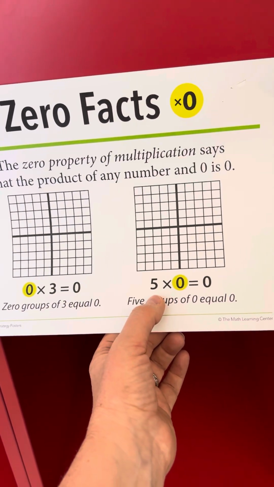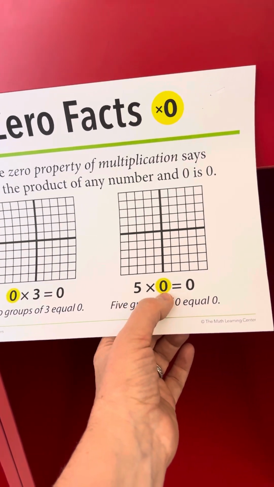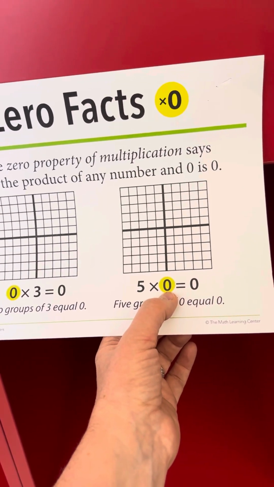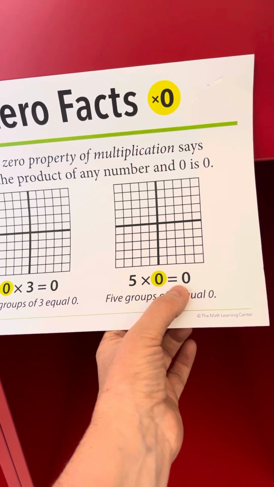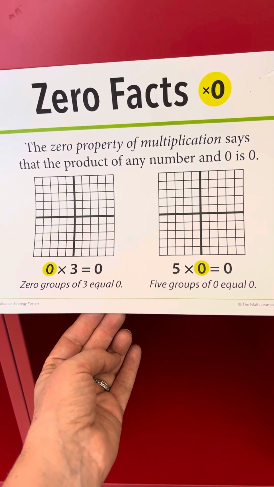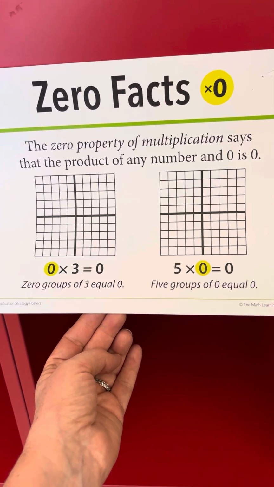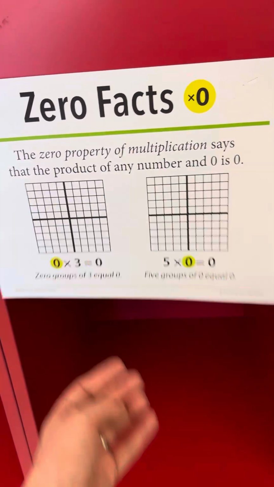This tells me 5 groups of 0. 5 groups, I could draw 5 loops, but they're all empty. There's nothing in the 5 groups. So 5 groups of 0 equals 0. So that's an easy way to hopefully help you remember that anytime 0 is one of the factors, the answer or product will always be 0.